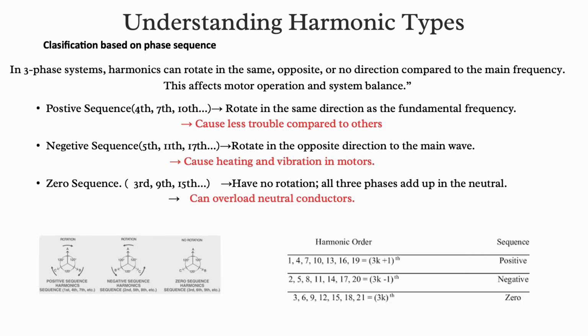So what are negative sequence harmonics? Harmonics like 5th, 11th, 17th rotate in the opposite direction of the fundamental frequency, causing torque pulsations and heating in rotating machines. Zero sequence harmonics, harmonics like 3rd, 9th, 15th have no rotation and combine in the neutral path. So overall, harmonics classification helps us predict their impact, whether it's torque fluctuation, heating or neutral current overload, making it easier to plan suitable mitigation techniques.